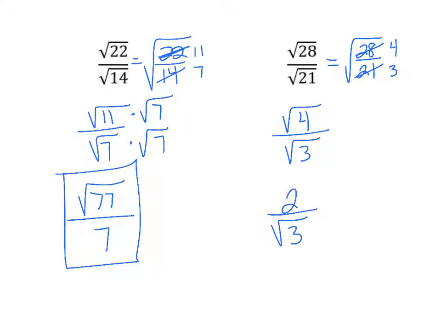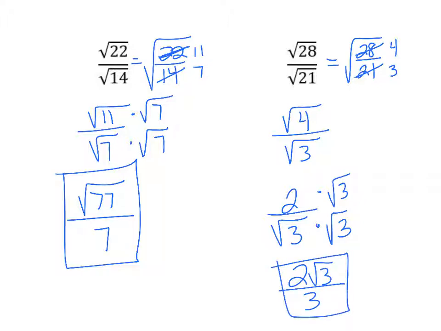Although, remember, I'm trying to rationalize the denominator, so I'm still going to multiply by my root 3, root 3. So I'm left with a 2 root 3 all over 3. Done. Always look to try to reduce things and get your numbers smaller before you worry about rationalizing the denominator part.